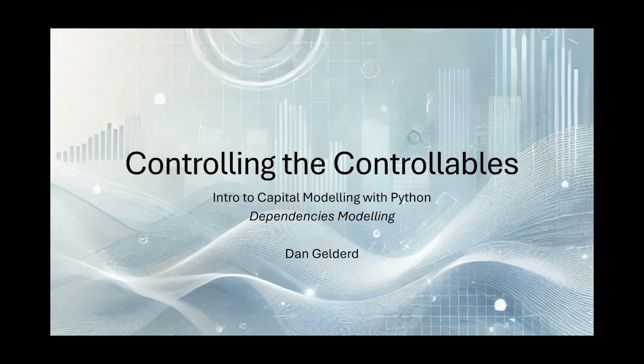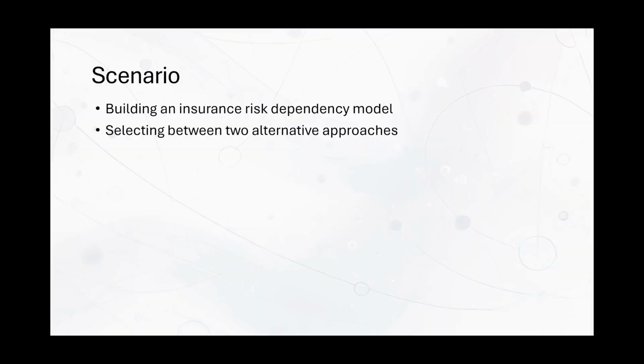This one is about the things you can control and things that you can't control so well, and why this matters to you when you're choosing a dependency structure. So we're going to set up a simple scenario. We're going to build an insurance risk dependency model, and we're selecting between two alternative approaches.